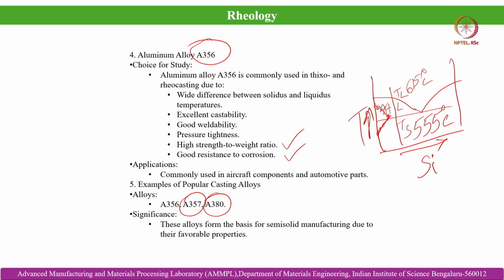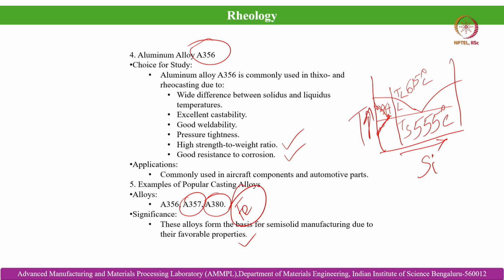Even in case of A380 there is a significant presence of iron content within the aluminum alloy, which is also useful for enhancing the die life of the high pressure die casting mold. So, these are the attributes which make it useful for die casting application. Significance: these alloys form the basis for semi solid manufacturing due to their favorable properties.